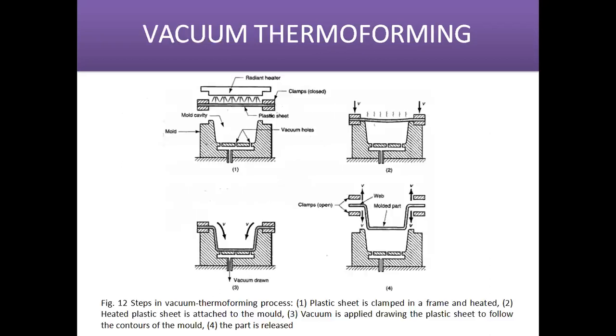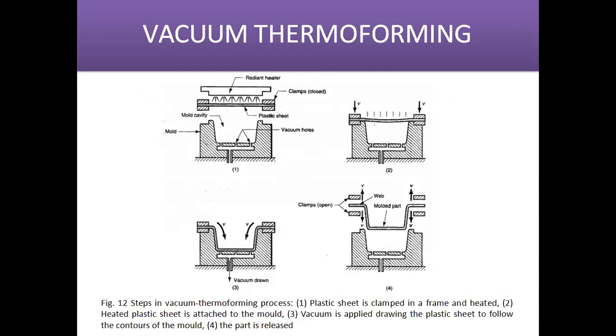Okay. Now there are three types of thermoforming processes. One is the vacuum thermoforming process. One is the pressure thermoforming process. Another one is a drape forming process. So the first one is the vacuum thermoforming process.